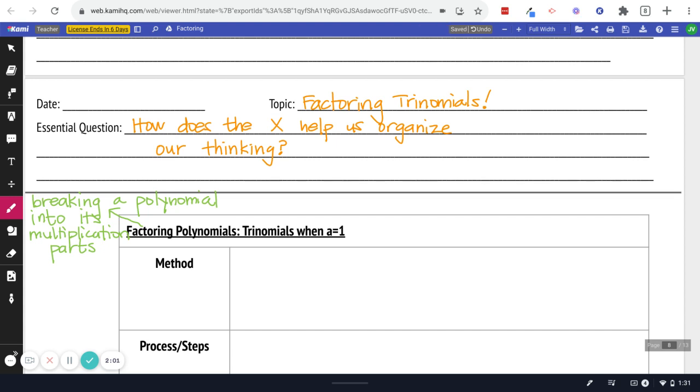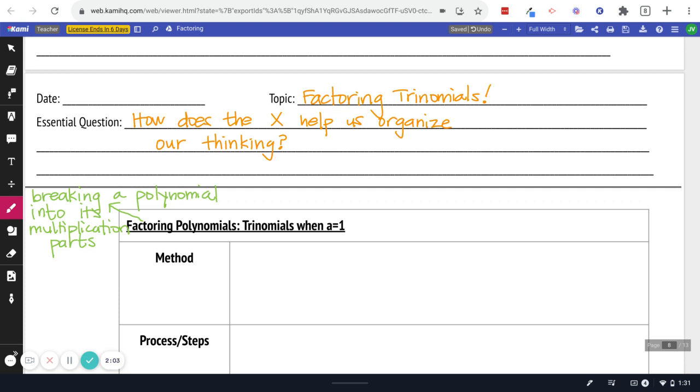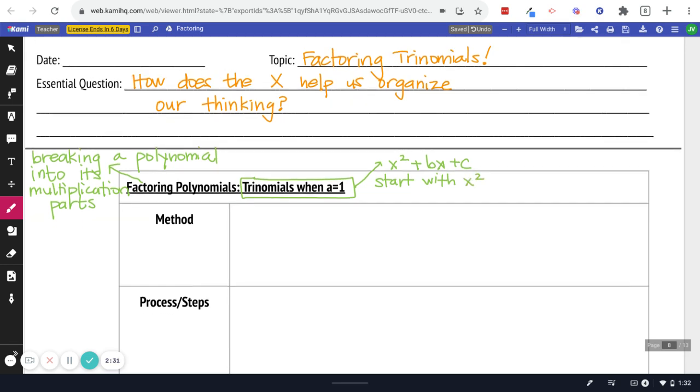Okay? Now, trinomials when a equals 1. That's definitely kind of a heavy mathy thing that we haven't really talked about. But that just means we have x squared, a middle number, and a last number. So we're looking at stuff like that. Tri meaning 3, 1, 2, 3 terms. A equals 1 means that first number is just a 1. We're just starting with x squared. Cool, I love it.